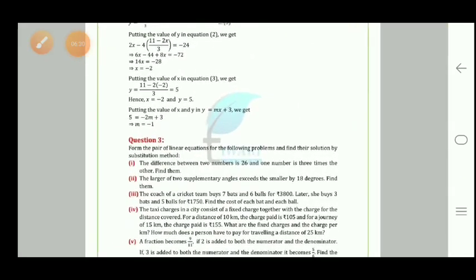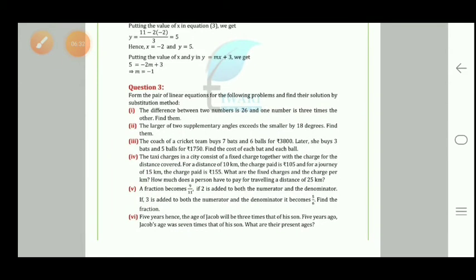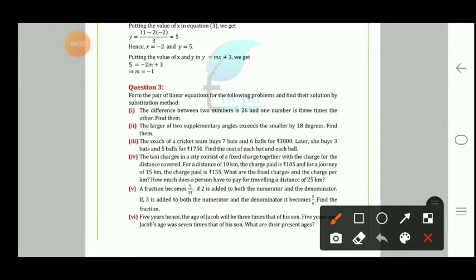Okay, so third part, question number 3. The coach of a cricket team buys 7 bats and 6 balls for rupees 3800. Later she buys 3 bats and 5 balls for rupees 1750. Find the cost of each bat and each ball. Okay, so look here how to solve this.